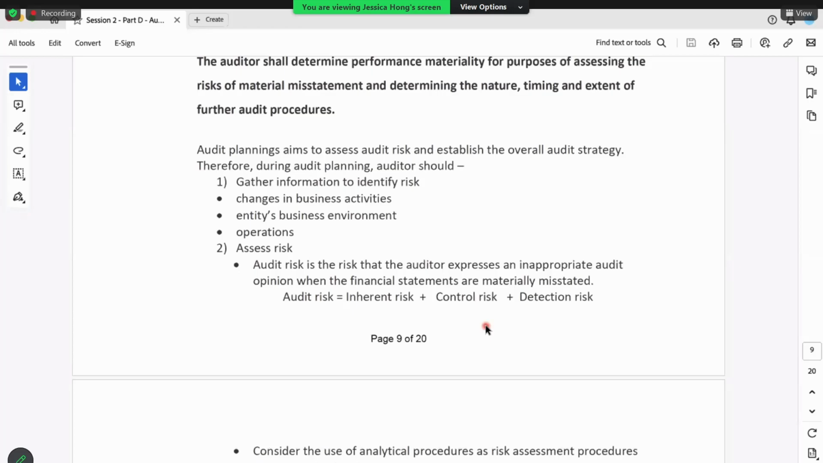Audit risk also depends on detection risk, meaning whether the auditor has the ability to detect this or not.